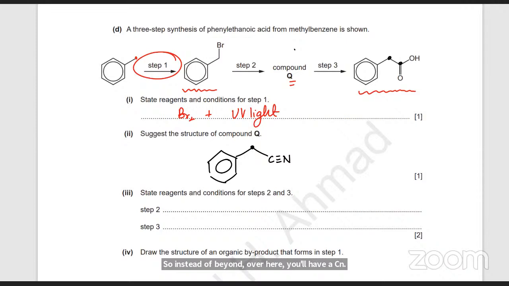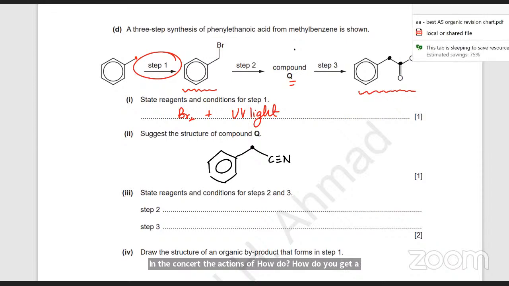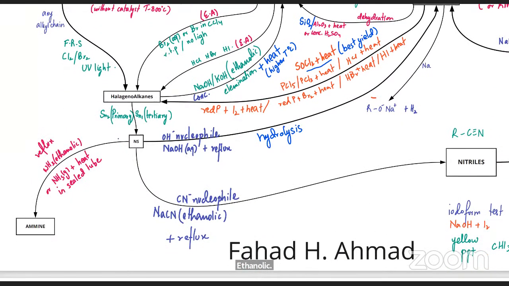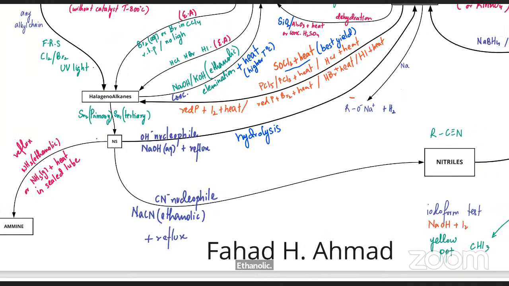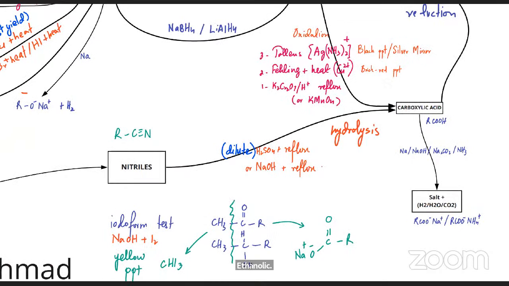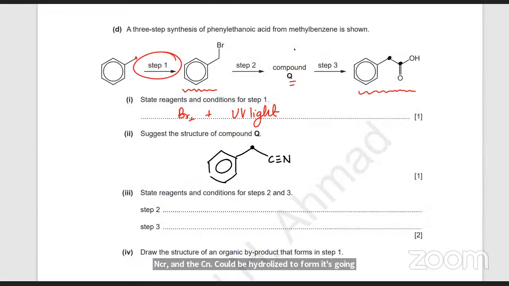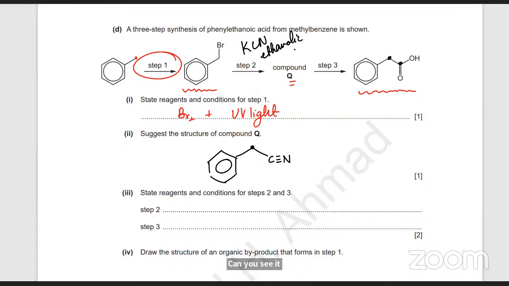Step 2 and 3, how do you get a CN? Halogen alkane ka kaun sa reaction tha? How do you get a CN? KCN. Or kaun sa KCN? Ethanolic. Okay, well, ethanolic KCN. Okay, it was this one. Halogen alkanes, if you want a CN nucleophile, that's ethanolic NaCN or KCN. And the CN could be hydrolyzed to form a carboxylic acid, dilute sulfuric acid. So it's going to get hydrolyzed. So first step, this is KCN ethanolic. Or you will like a dilute H2SO4.